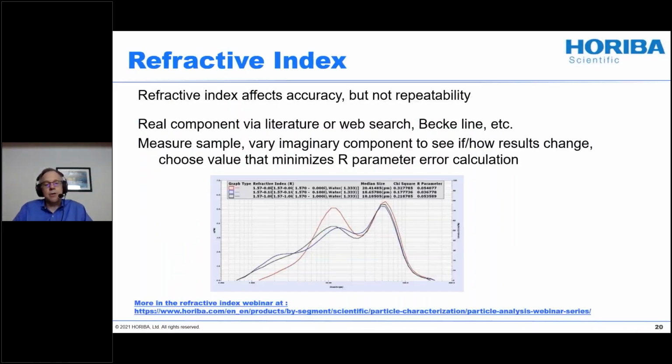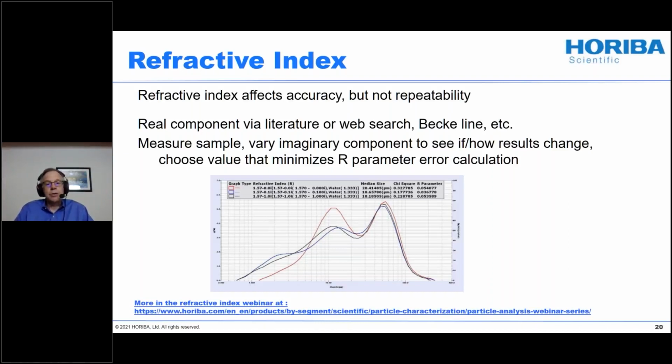So I have a whole webinar about refractive index determination. For the purposes of method development, you should be aware that refractive index really affects the accuracy of the result, but not so much the repeatability. So if you're getting the same answer every time with a refractive index of 1.6, you can recalculate that data with a refractive index of 1.7, and you'll probably get the same answer every time.